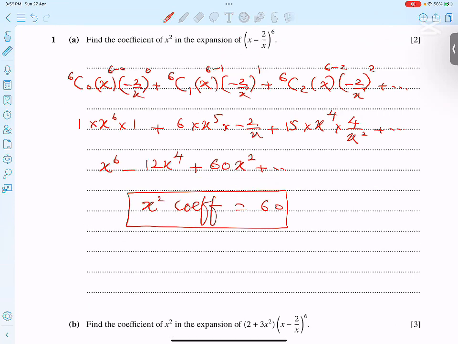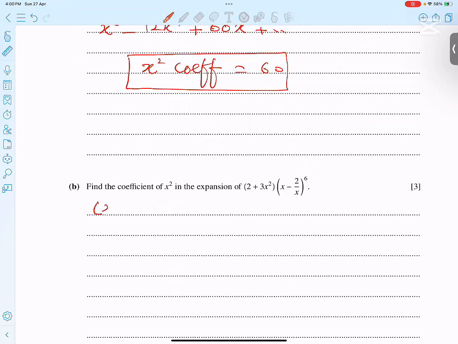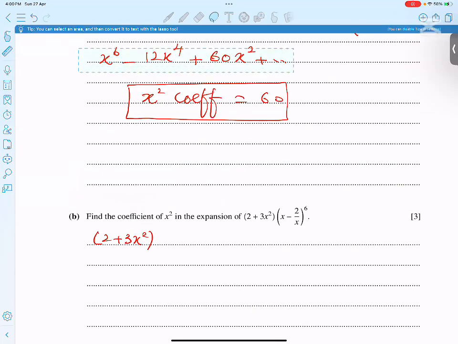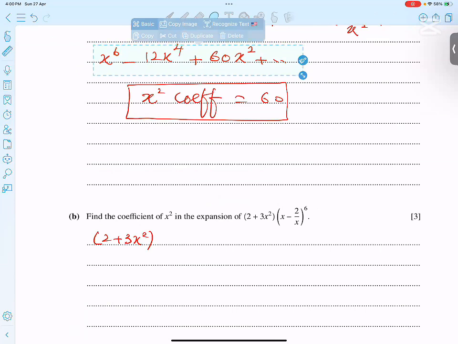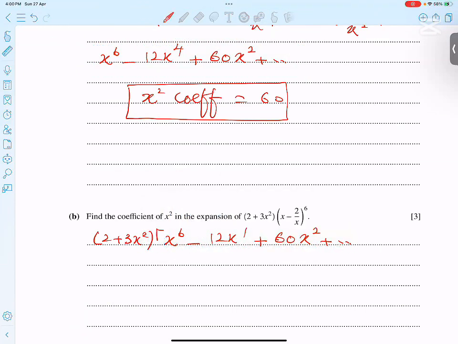Same page, so we have the second part. But you can look at it, this is the same. So this whole equation will come in the place of it. I'm copying and pasting this whole equation. Now he's asking for the x squared coefficient. So I have two choices: multiply everything out, and I get 6 terms, or save your time.